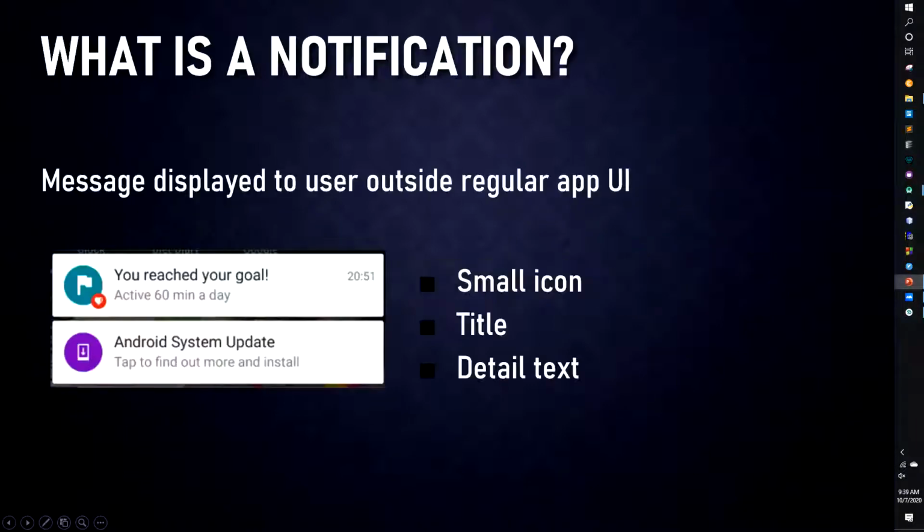So a notification is a message displayed to the user outside the regular app UI, at the top of your app bar, where it comes up with a small icon, the title for that specific notification, and the detail text. So this is the notification as it appears in our app.